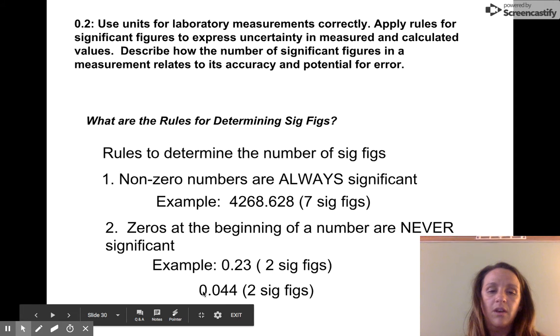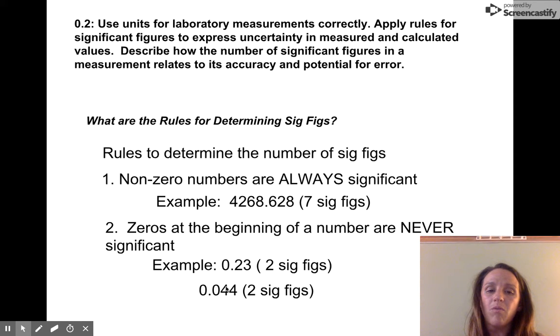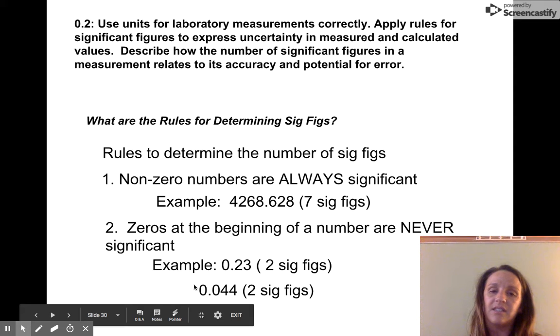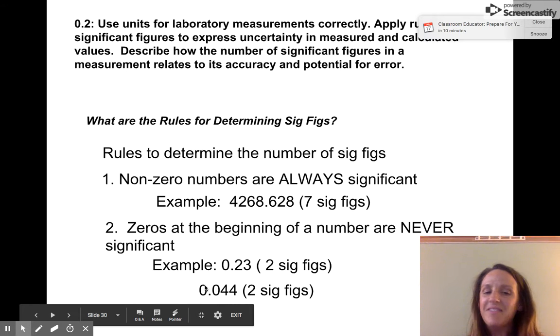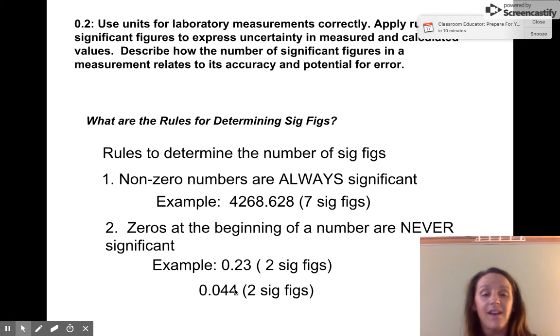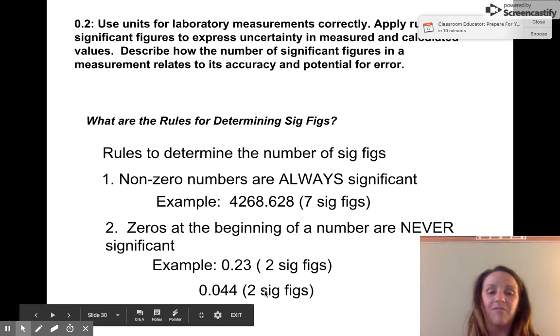Same thing right here, 0.044. This 4 is my first number that's not 0, which means everything before it is considered the beginning. So these zeros are both at the beginning. So they don't count. This 0 at the beginning doesn't count. This 0 at the beginning doesn't count. But 4 is not 0, so it does count. And this 4 is not 0, so it does count. We have 2 sig figs here.